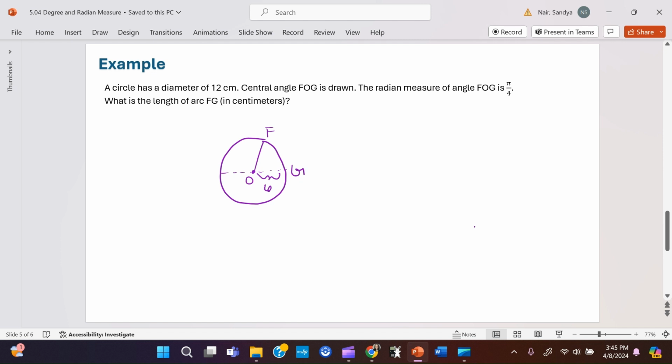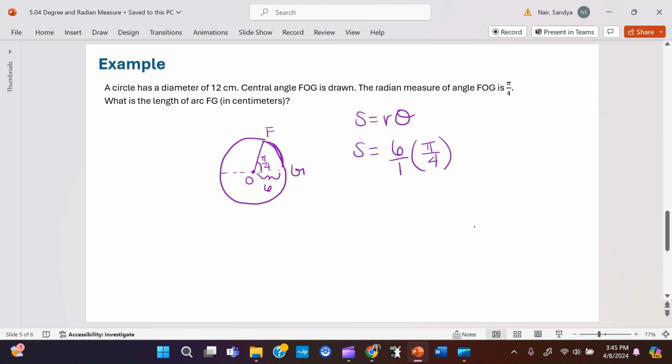And then it says the radian measure of angle FOG is pi over 4. So we know that this is pi over 4. And now it's asking us for the length of this arc right here, right? So this FG. So we can use this very useful formula, S equals R theta, to determine the arc length. Remember, S is the arc length, and R is going to be our radius, which is 6. And then theta is given to us. Theta is pi over 4, and since it's in radians, we can just leave it like that.